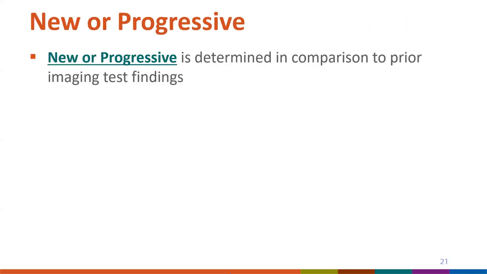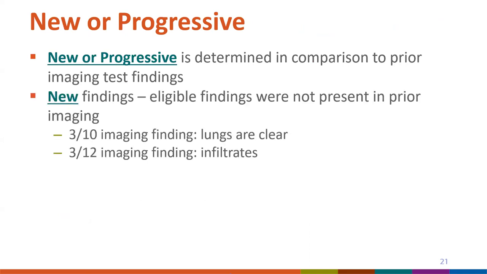What do we mean by new or progressive? A finding is considered new if it was not present in the prior imaging test. For example, if there is an imaging report with no findings of pneumonia, such as lungs are clear or no acute cardiopulmonary process noted, and the next imaging report has findings of, for example, new consolidation or interval development of infiltrates, this would be considered a new finding since it was not present in the prior imaging.